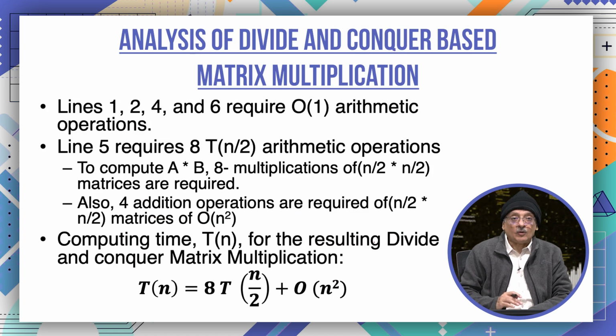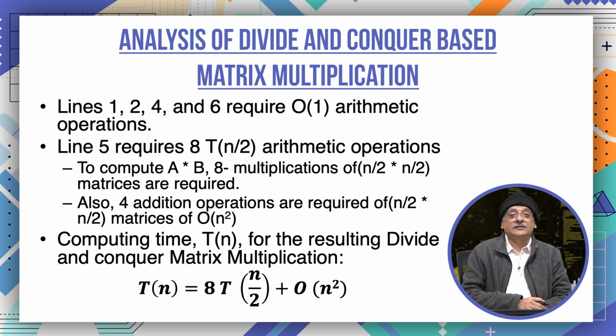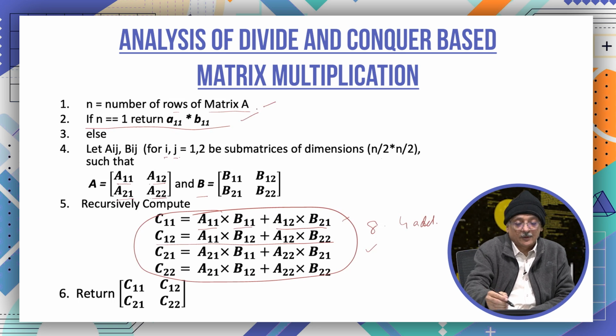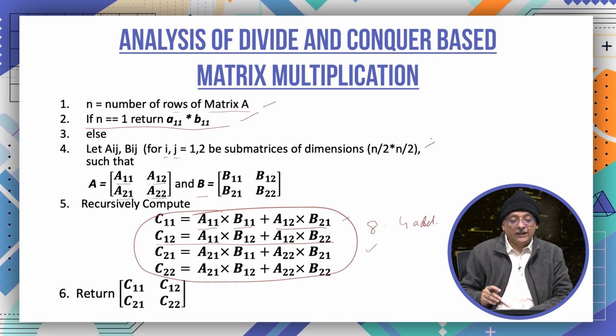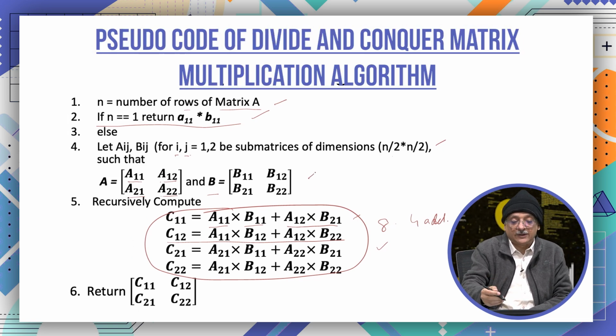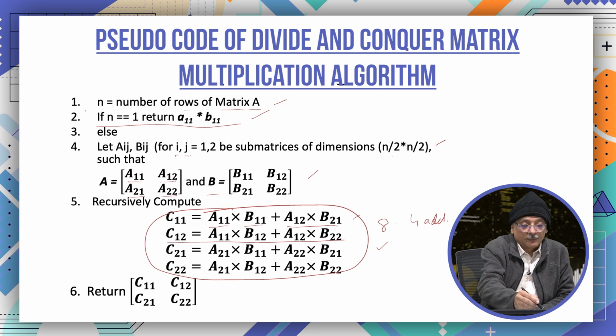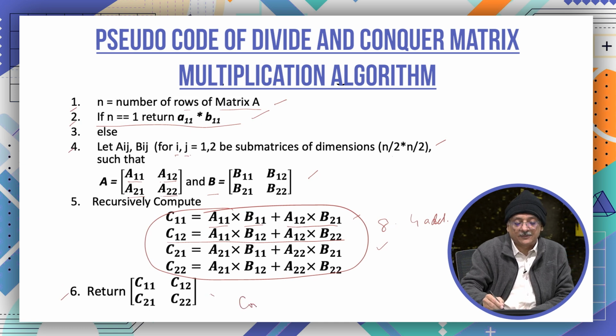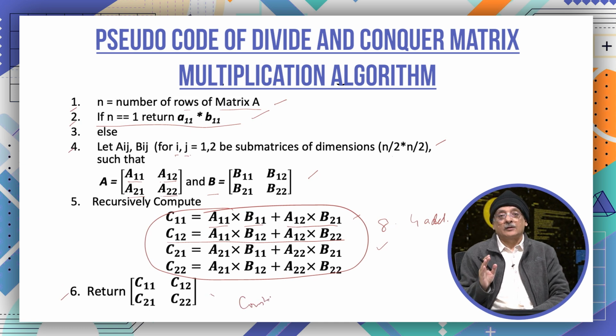All right, so let us look into the analysis of this divide and conquer based matrix multiplication. Let us go to line 1, and line 2. The else is obviously not executed, since only one of the two statements will be executed. Then line 3, line 4 and line 6. So lines 1, 2, 4 and 6 are constant times. All right, so these things will happen in constant time.